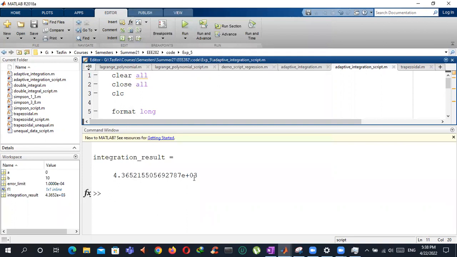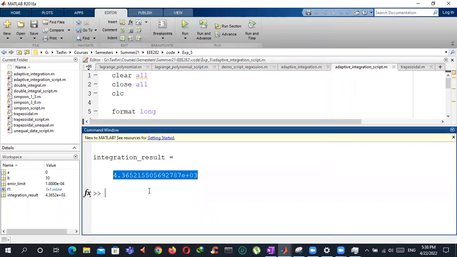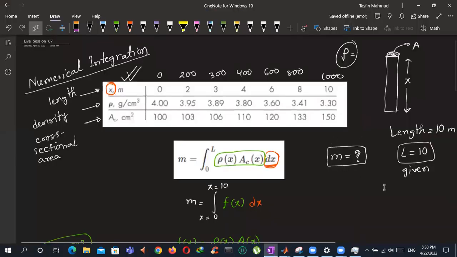So we are getting the value of this. So it would be the weight for the rod, 4.36 10 to the power 3. Okay, it would be the mass of the rod. That's the thing we have to find. In case of this problem, we have to find the mass. And after performing the integration, we can see the mass is 4.36 10 to the power 3.